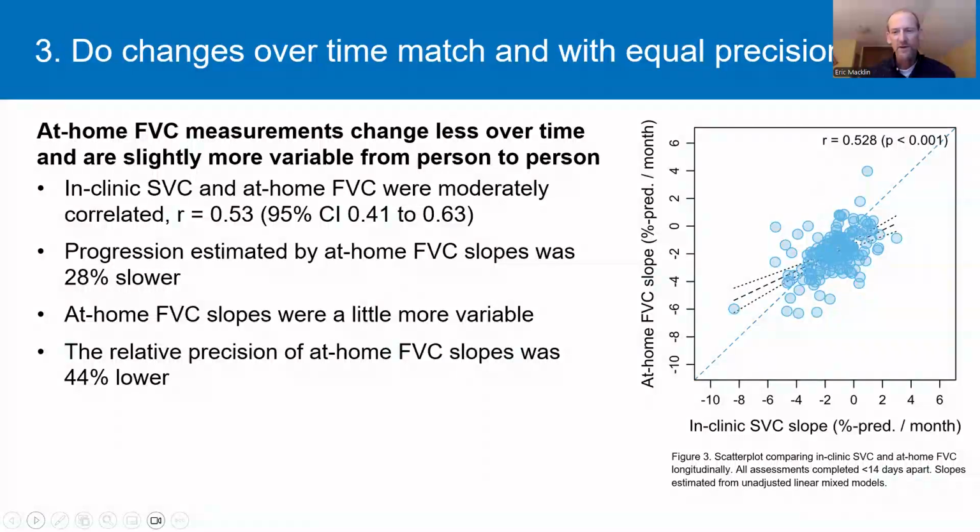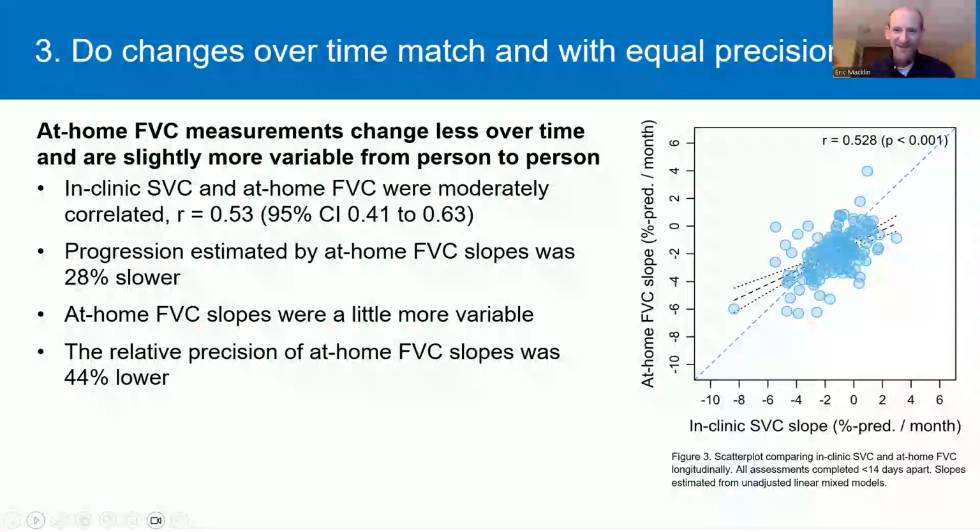So again, this correlation measure can range from -1 to 1. Here the correlation is 0.5. That's not bad, but it's maybe not as good as we'd like. You can see more scatter around the 1-to-1 line. And not only is there not perfect correlation, but there's a little bit of a bias, where the estimate of the rate of change by home spirometry is about 30% slower.